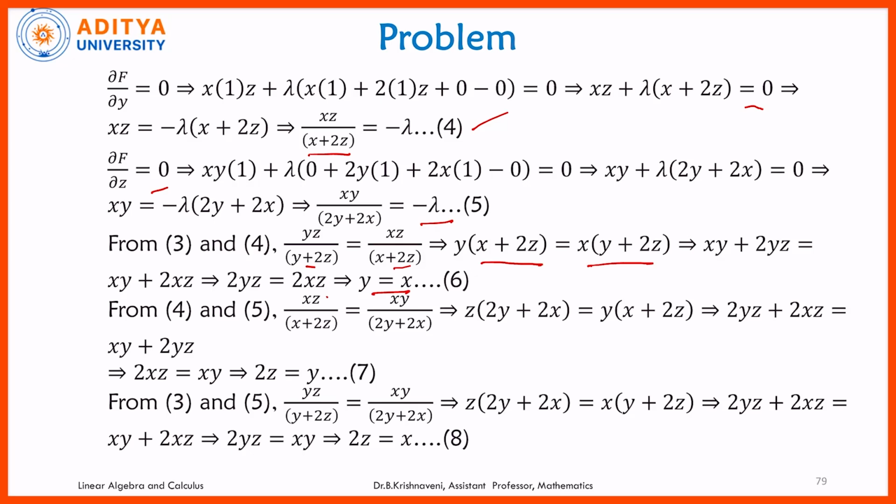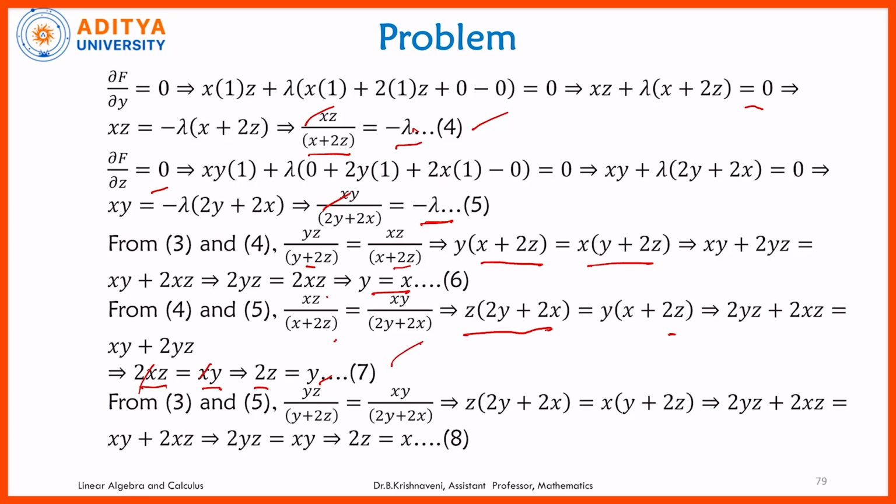Now, from equations 4 and 5, since again RHS are same, let us equate the LHS, that is xz by (x plus 2z) is equal to xy by (2y plus 2x), which gives z into (2y plus 2x) is equal to y into (x plus 2z), which implies 2yz plus 2xz is equal to xy plus 2yz, which implies 2xz is equal to xy. From this x's cancel, you got that implies 2z is equal to y. Therefore, you got the relation between z and y, that is 2z is equal to y. Let it be equation number 7.